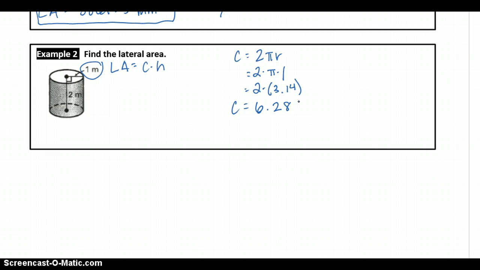All right, what are the units for circumference? It's not going to be squared. What's it going to be? Meters. Okay. We have our circumference.